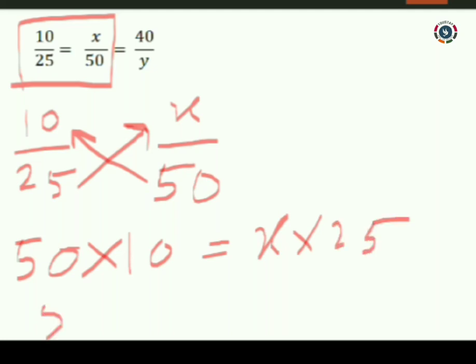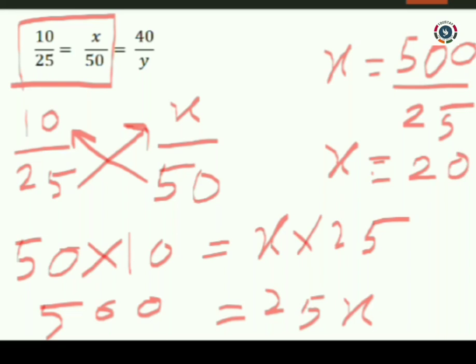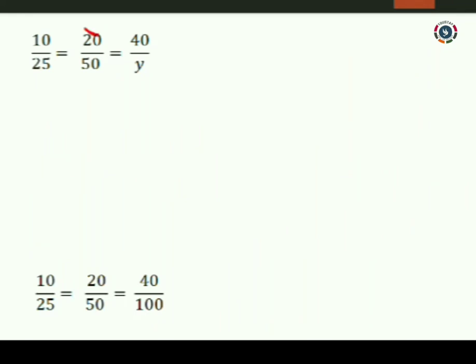50 into 10 is 500. Next, x into 25 is 25x. Next, you have to find the x value, right? So the x value is 500 divided by 25. Both are divisible by 25, right? You will get the answer as 20. So your x value is 20.